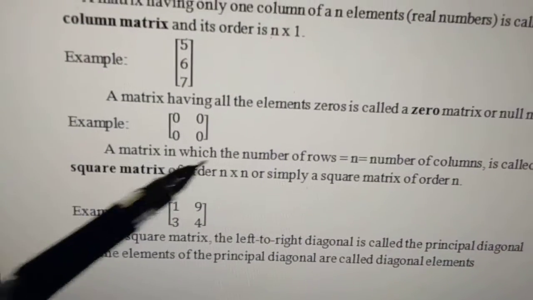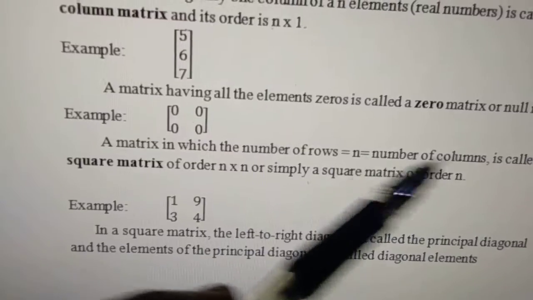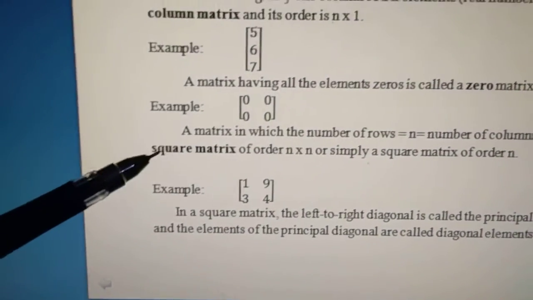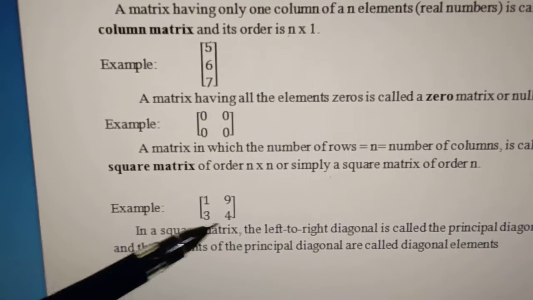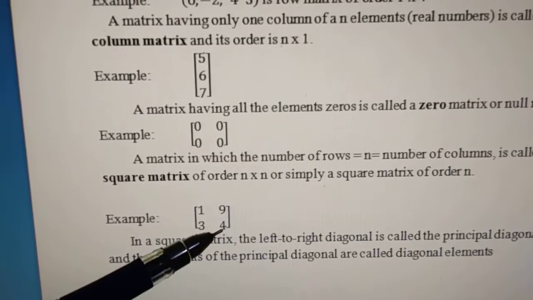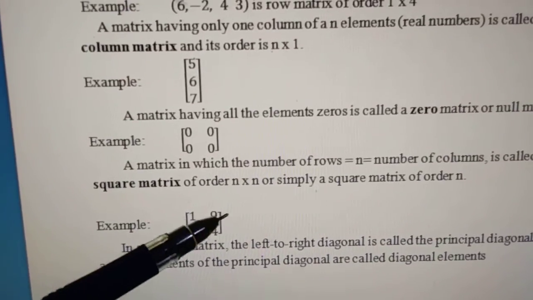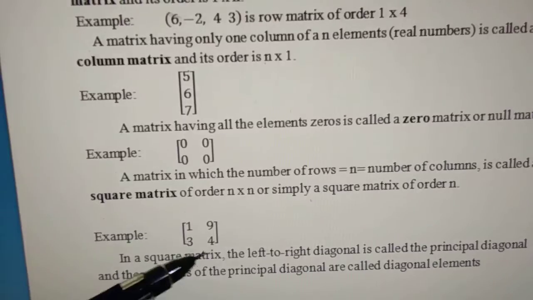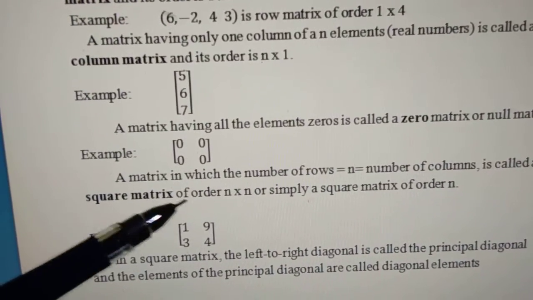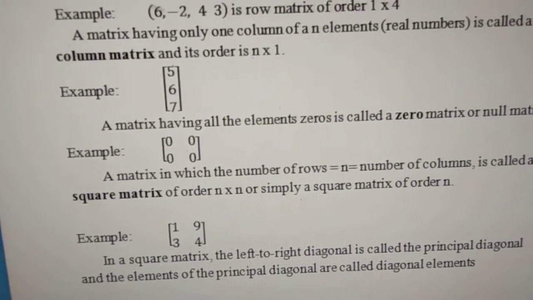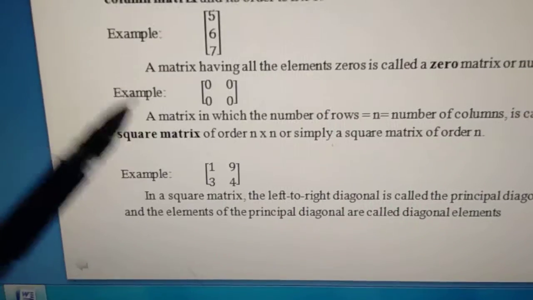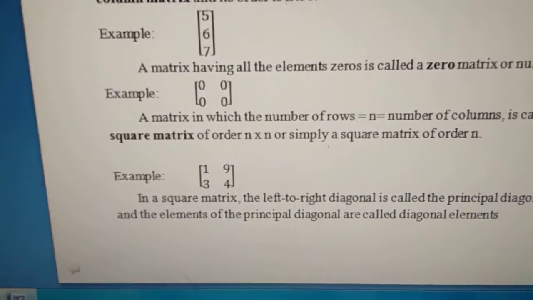A matrix in which the number of rows is equal to the number of columns, then what can you say? The number of rows is equal to the number of columns. It looks like a square. So it means that 1, 9, 3, 4. Whether you take 1, 9, 4, 3, 4, 5, 6, 7, 8, it will become 3 into 3. So therefore it is termed as the square matrix. The columns are equal to the rows. So that is what I can say, the square matrix.